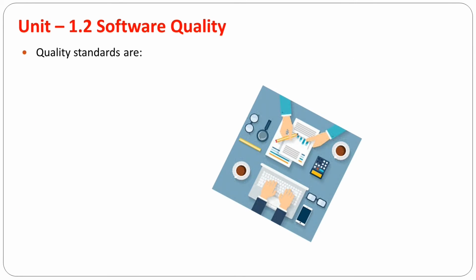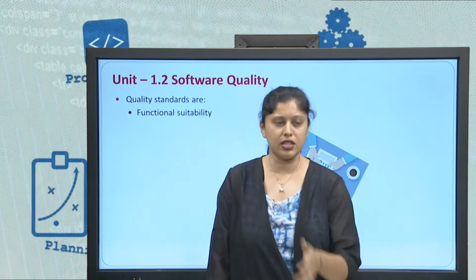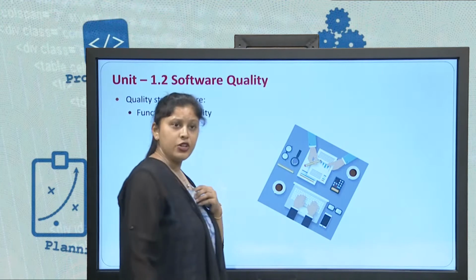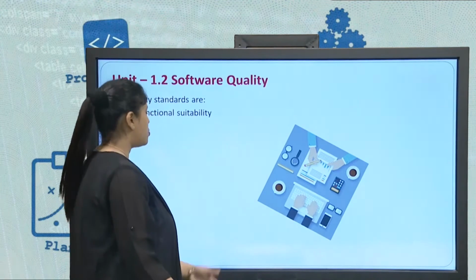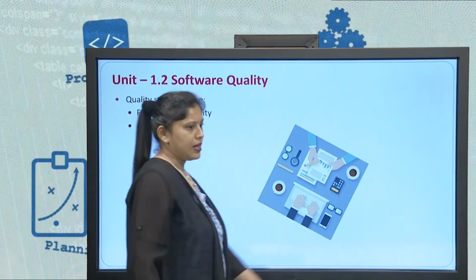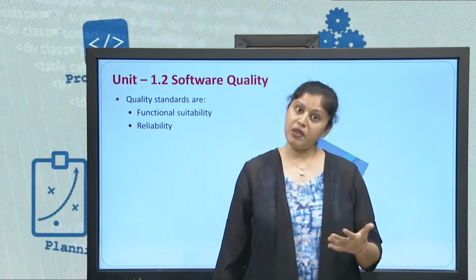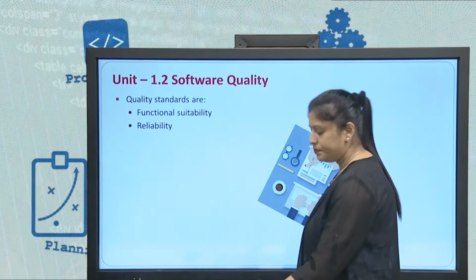Then quality standards. First is functional suitability. It says that my particular software is qualitative if it has all the required functions that an end user requires. If all those functions are provided, we call it functional suitability. Functionally it is suitable. Then reliability. My end user is of course going to rely on that particular software, so it should be highly secured. It should be reliable, so that also ensures my quality standard.